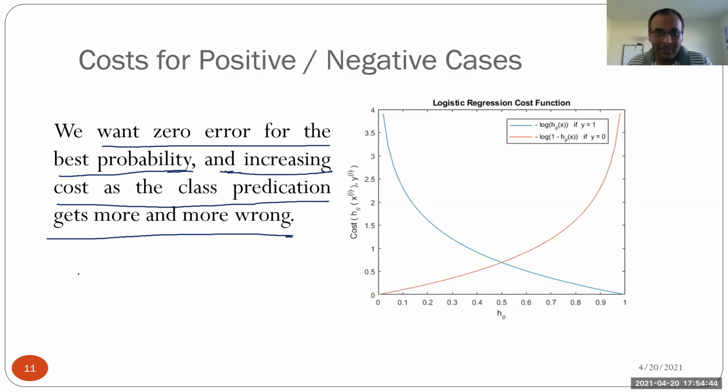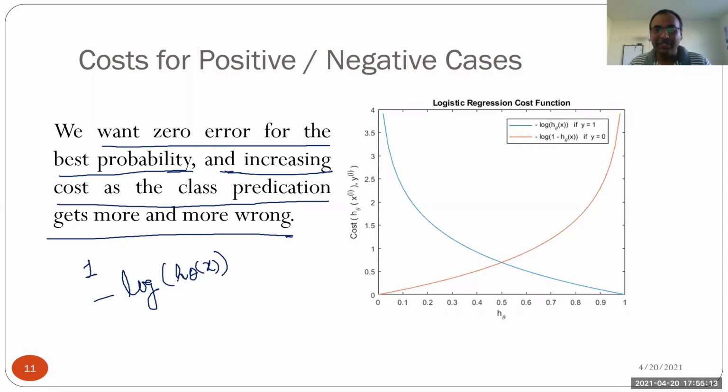If the class was 1, that means positive, right? If the class was 1 and the model is also giving me 1, then what should be the cost associated with that? So the expression that we use is this one. Let me write it here, it will make more sense. Minus log of h theta of x.